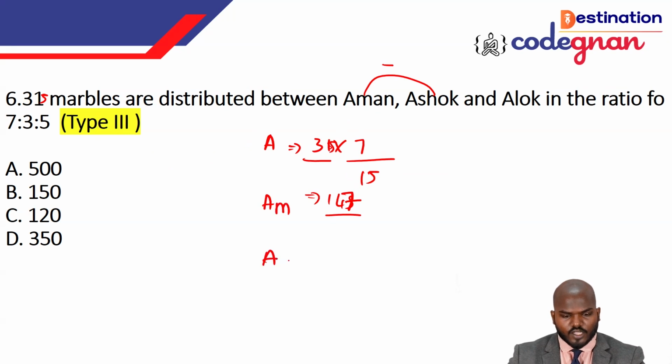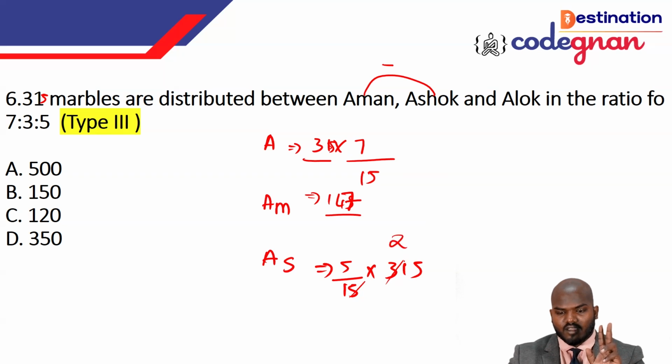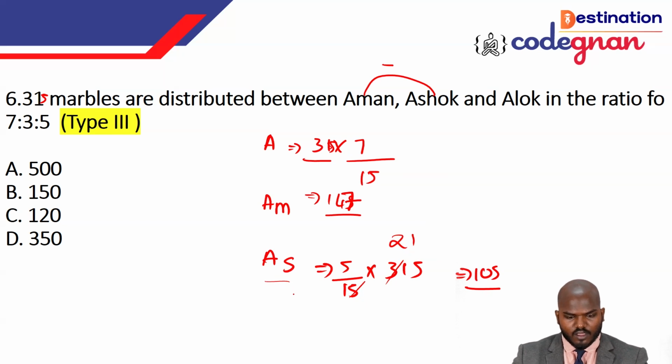And going for Ashok, we can call it as 5 by 15 times 315. If you cancel this one with respect to the 30, 15 there, it will give you 1 times 2 times 2 times 15, we can call it as 30. The remaining 1 will leave 21. 21 times 5 we can call it as 105. Once you made it up, you see this one, guys, Ashok is consuming 105. But you just want to find out the value with respect to Alok. That is the thing you want to find out here.